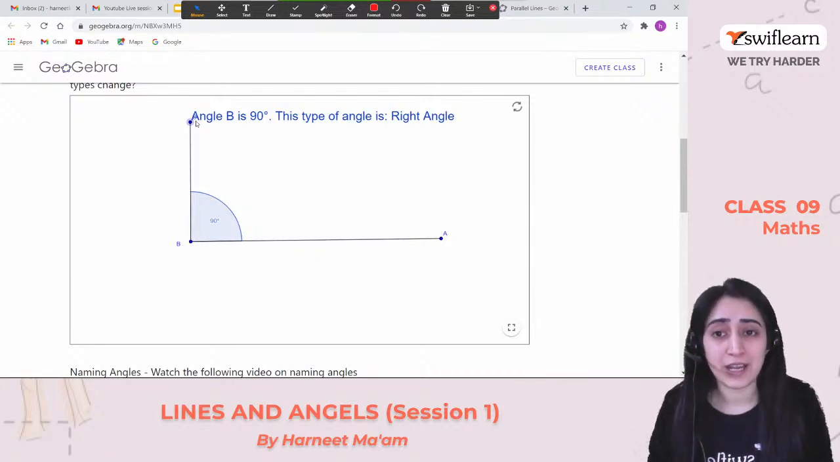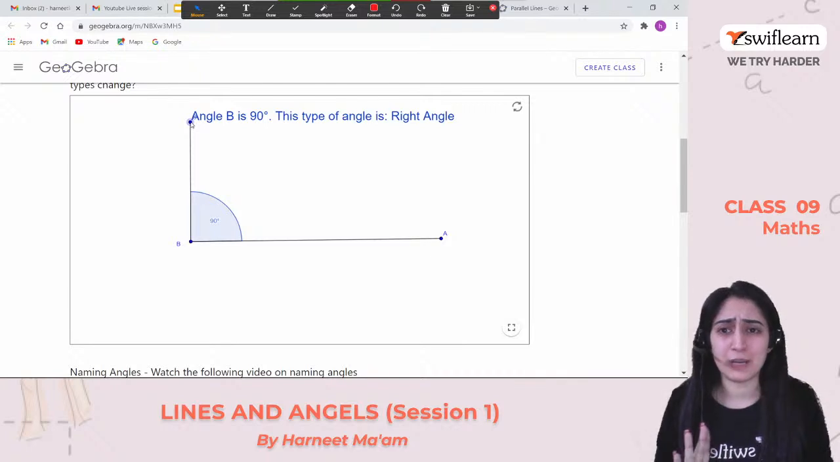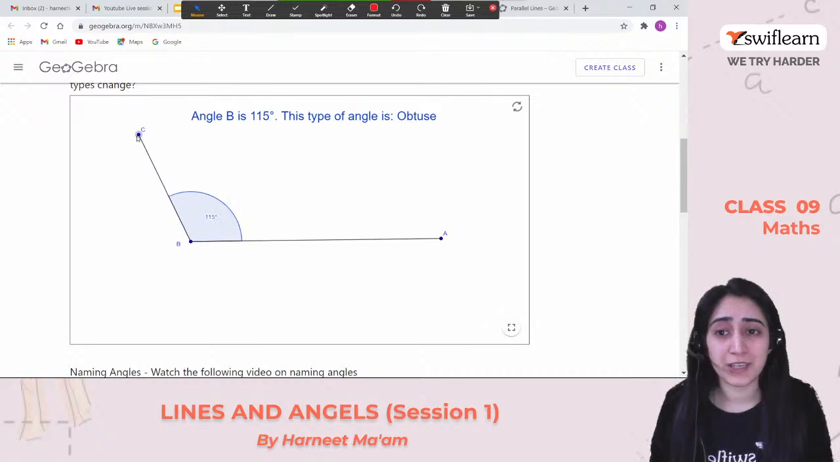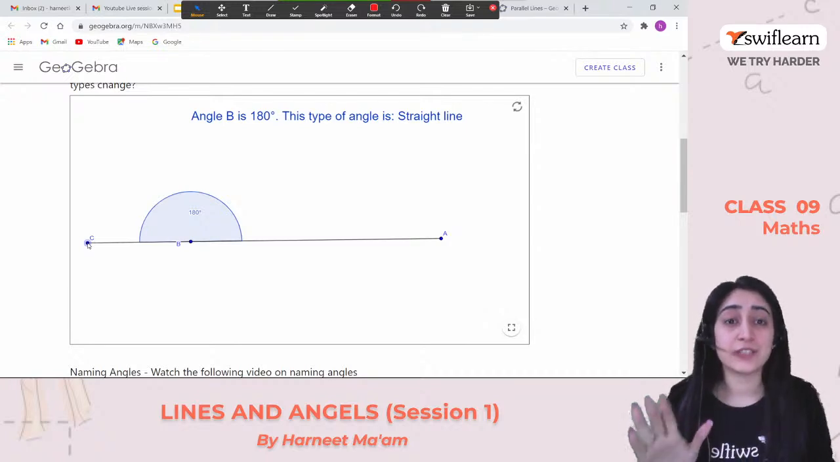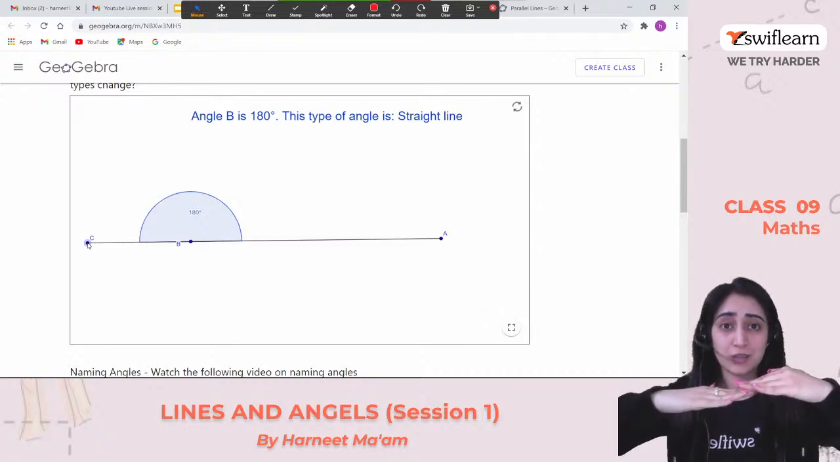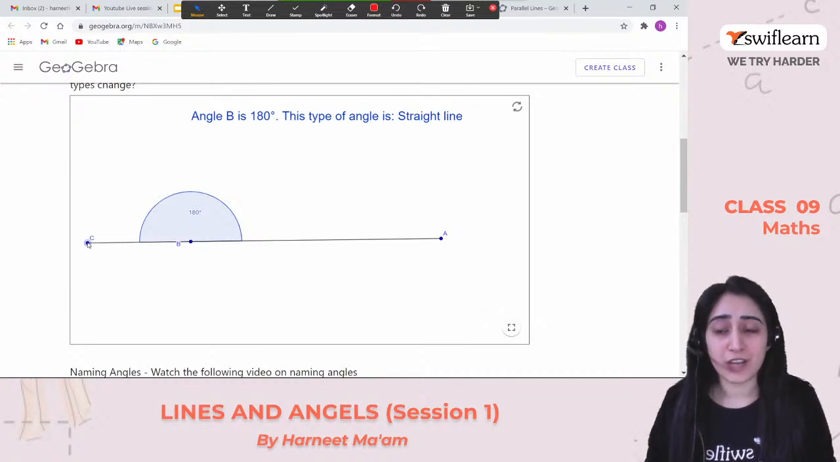Now let's move ahead. After the right angle, after 90 degree, what happens? You become obtuse. You become mature, right? So it's obtuse. Keep on going obtuse till the time it forms a straight line. When I have a straight line, it's 180 degree. Stop, straight, 180. Now let's move again.